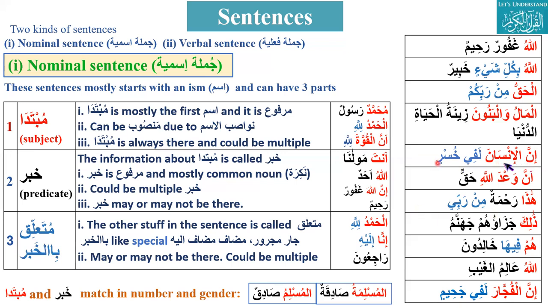Can you please explain about this? Innal insana lafi khusr. So innal insana, basically this is a nawasibul ism that makes it mansub. So insana is what? Mubtada, khabar, or muta'alliq bil khabar? It is mubtada. Is it marfu or mansub? It is mansub because of inna. So innal insana will be mubtada. What next? Lafi khusr is muta'alliq bil khabar. Okay. Thank you very much, Ahmad bhai.